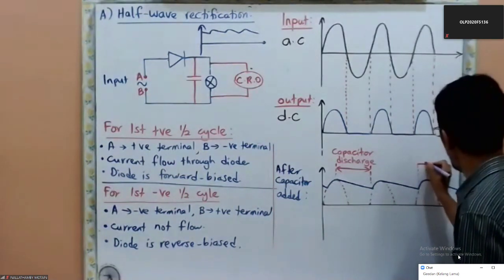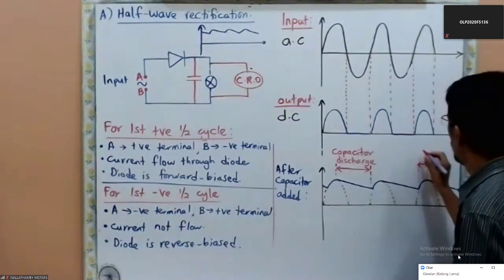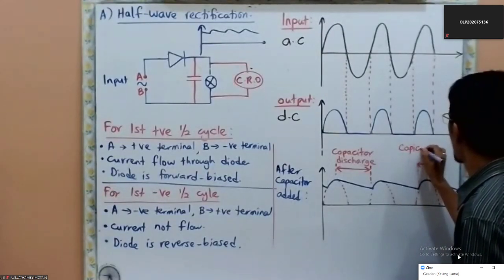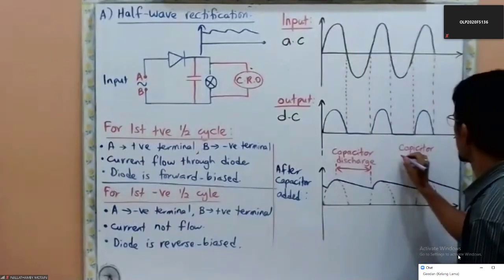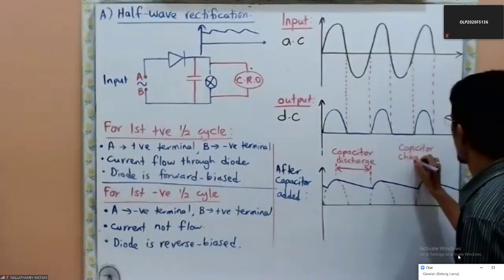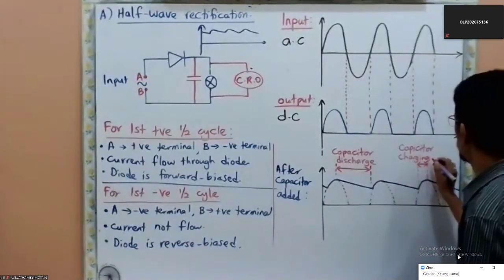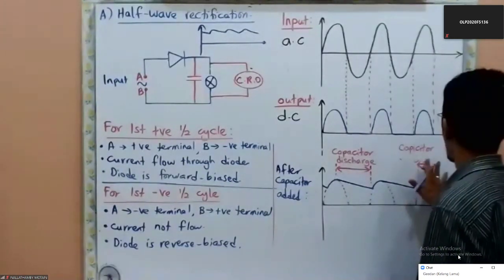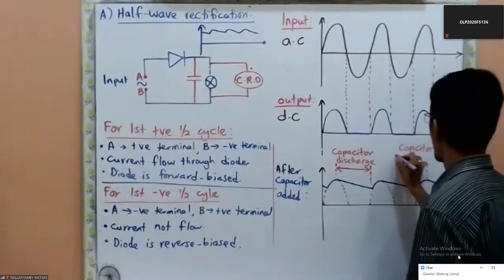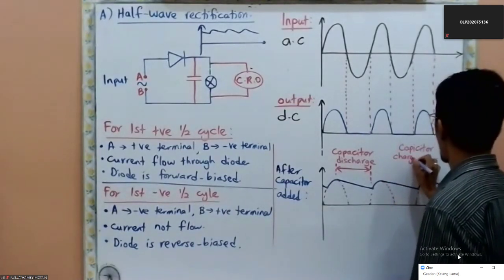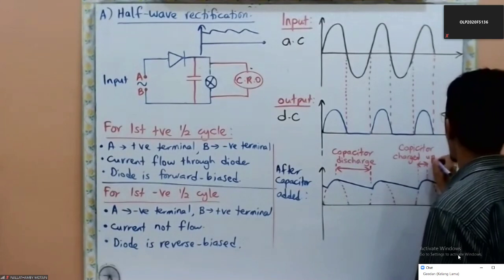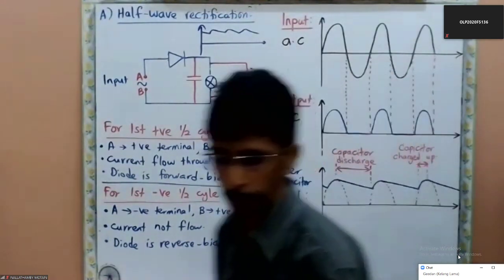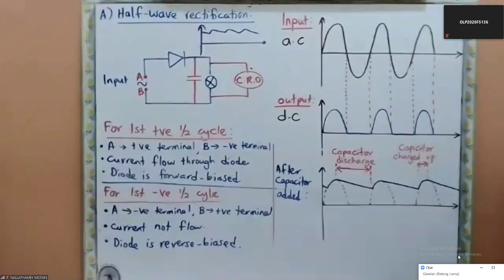Then we put an arrow. Then write down capacitor charging or charge up. Okay, capacitor charge up. Okay, capacitor charging or charge up.